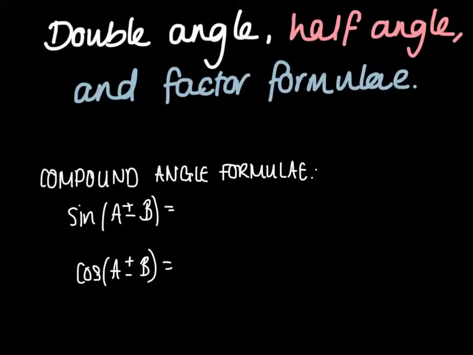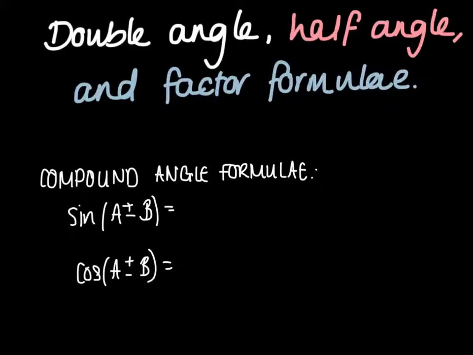So in the last video, we looked at the compound angle formulae and we basically just derived them. And what we'll do in lessons is look at how to use them. But we're going to look at some consequences of knowing these, and they are the double angle, the half angle, and the factor formulae. So just a quick recap.